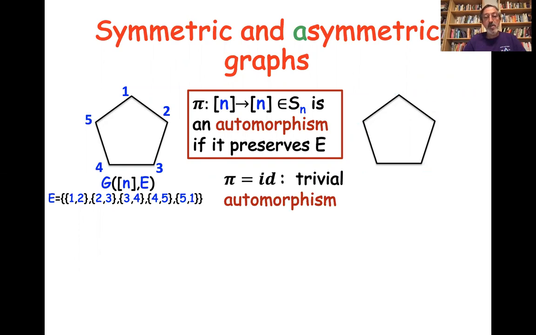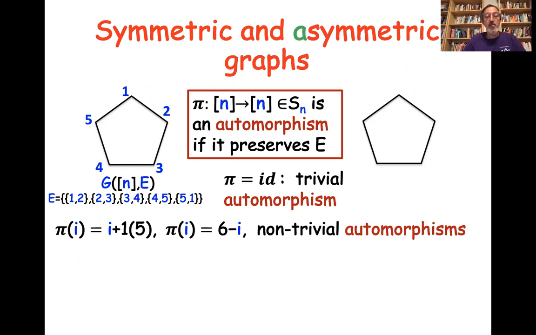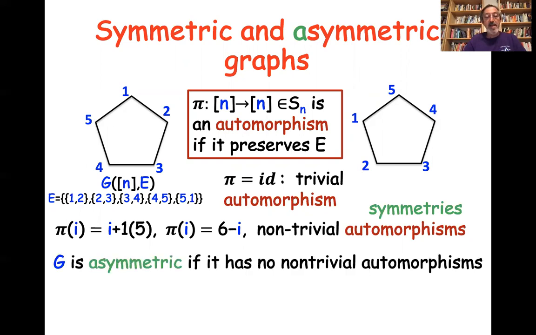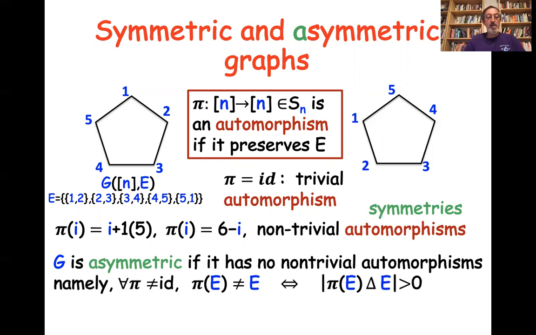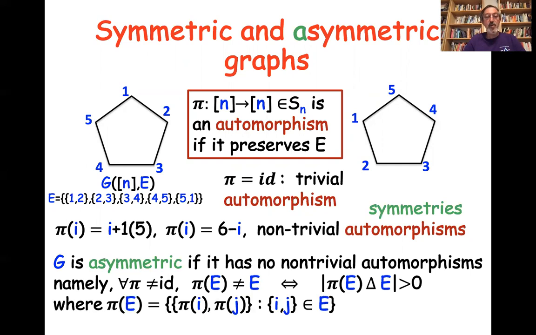But for the pentagon, there are also non-trivial automorphisms. For example, we can shift the numbers cyclically, or we can take a reflection, and we get non-trivial automorphisms, or symmetries, which preserve the edges. For example, that's a shift, and that's a reflection. They preserve the graph. So a graph is asymmetric if it has no non-trivial automorphisms. In other words, if the permutation pi is not the identity, it moves something, then it moves some edge. In other words, the symmetric difference between the original edge set and the permuted edge set is non-trivial, it's positive.